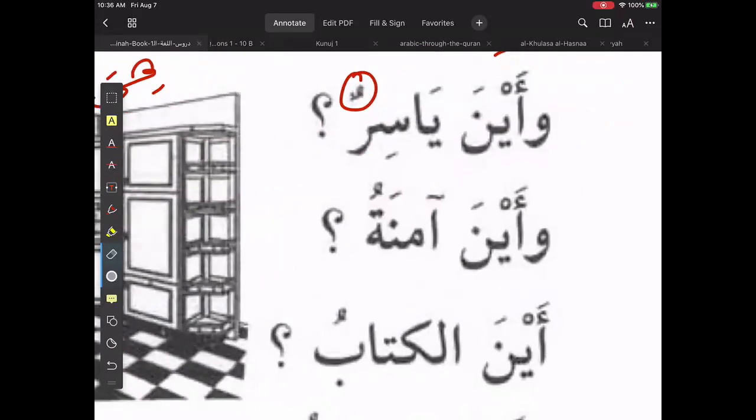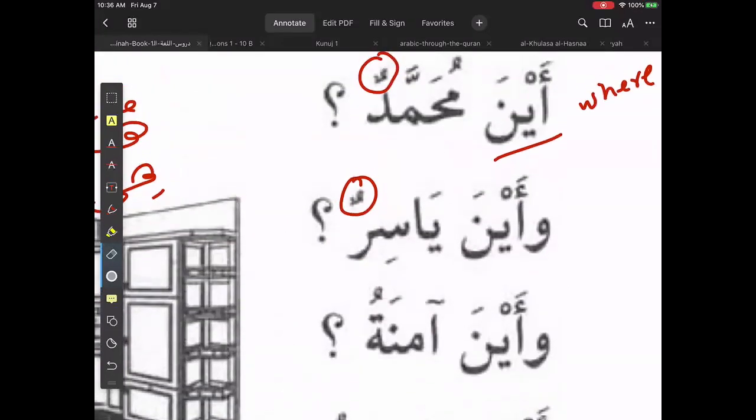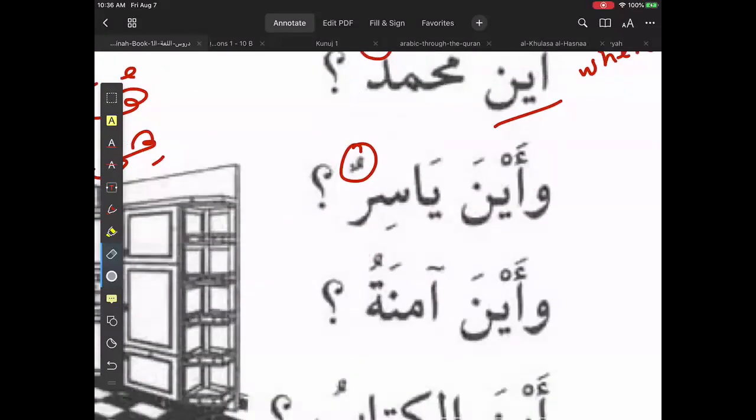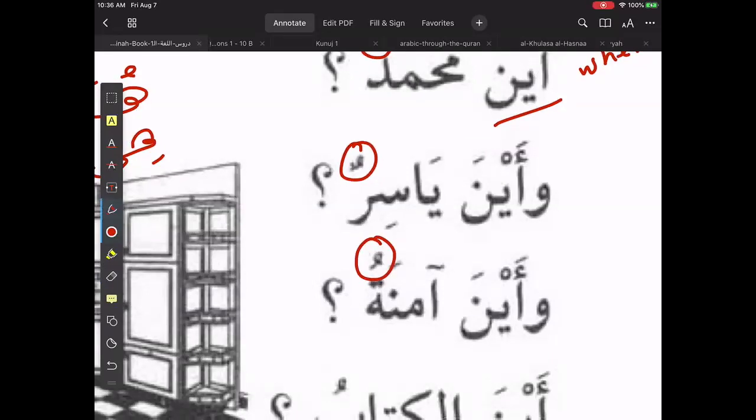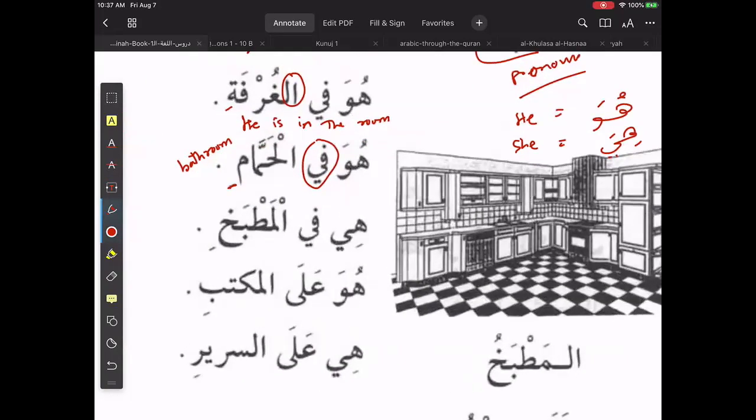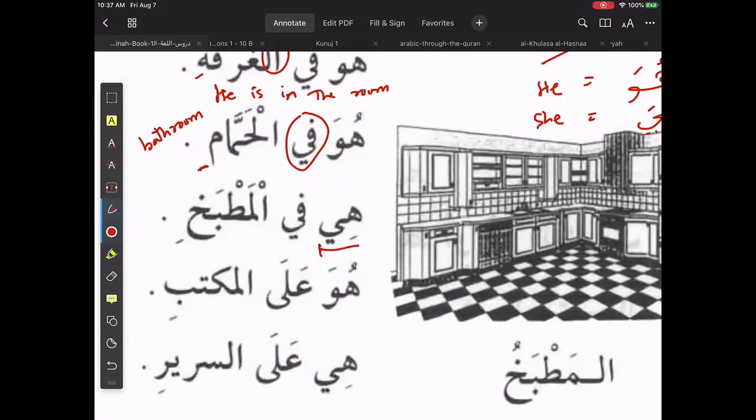Wa aina Aminah here. See, we had Muhammadun, Yasirun. All of a sudden, we have Aminatu. What's going on, right? That's something I was explaining to you before. When you have a feminine name like Amina, Aisha, Fatima, all of these names, it doesn't take tanwin. You have to use one dhamma. Here, they're using hiya because it's she.